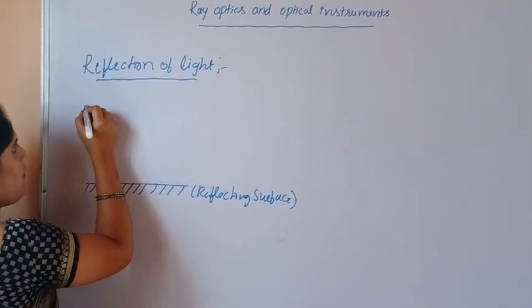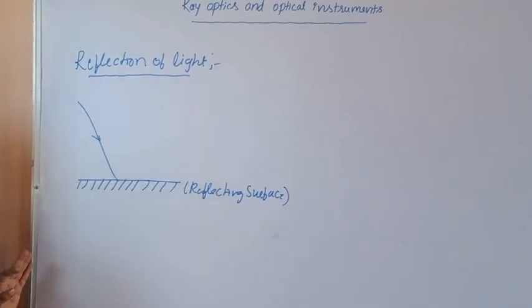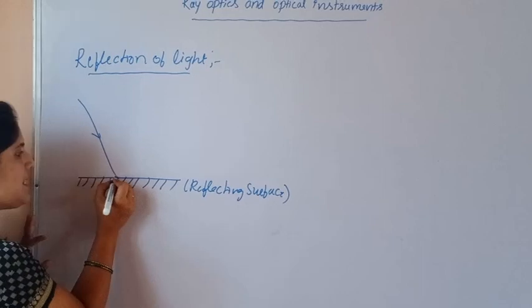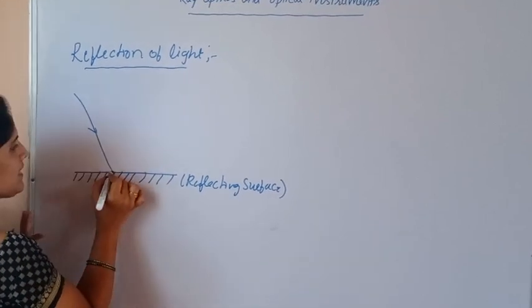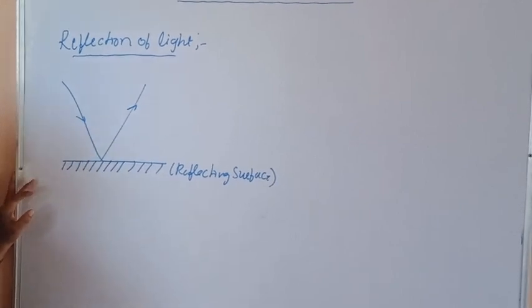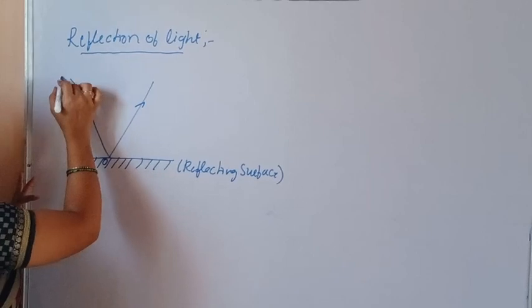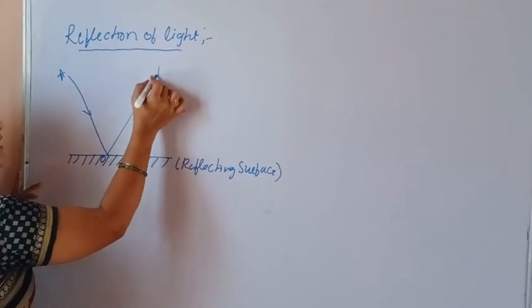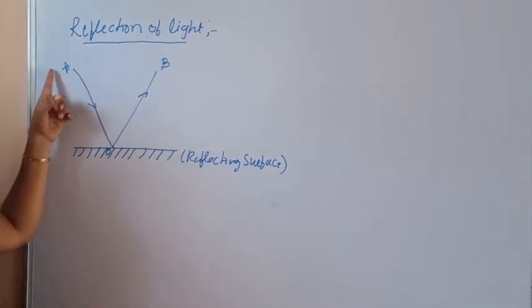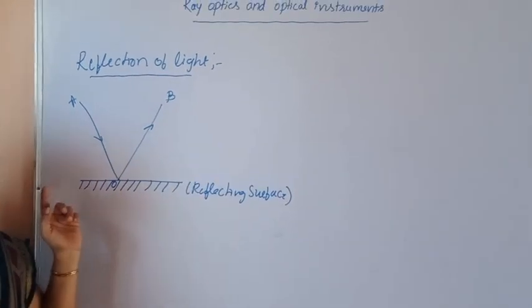When a ray of light is incident on this surface, what happens? This incident ray gets reflected back like this. This point of incidence is called O, this incident ray is A, and this reflected ray is B. In the figure, AO is the incident ray, OB is the reflected ray.